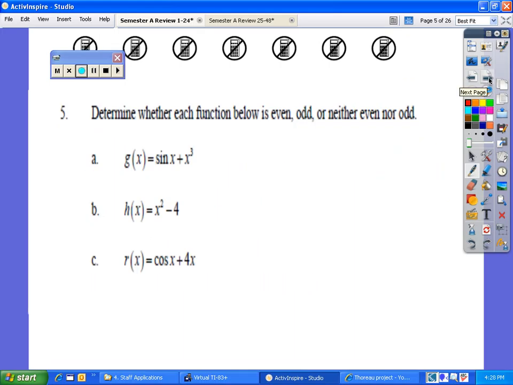All right, determining whether something is even, odd, or neither all has to do with its symmetry, either to the x-axis or to the origin.